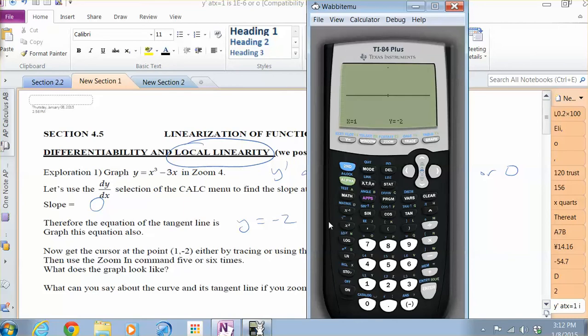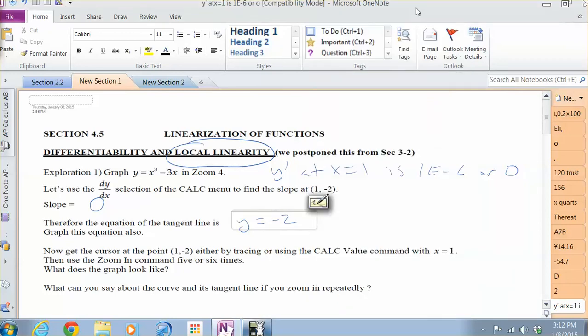So let's go back to the notes. So what does the graph look like? A horizontal line. And what can you see about the curve and its tangent line if you zoom in repeatedly? That they're the same.